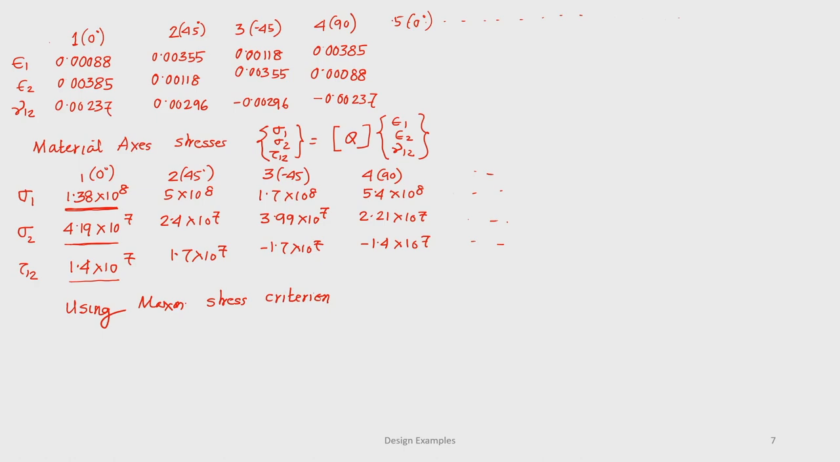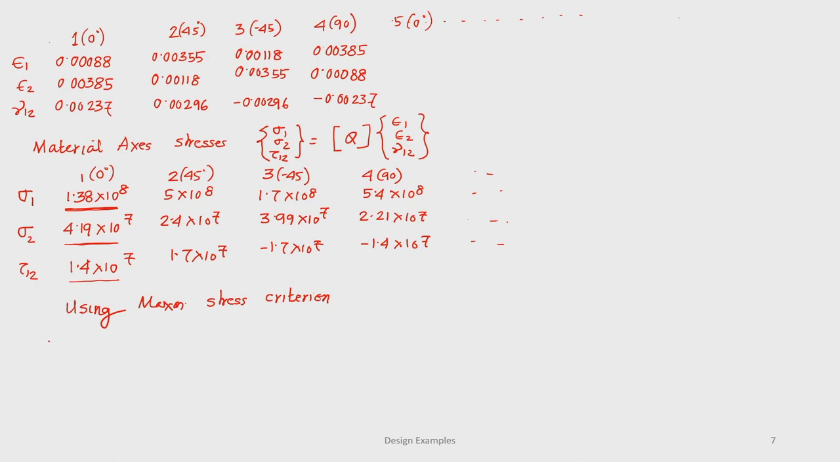So, when you take this ratio, that means we try to find out how far the stress induced in the material direction is from the corresponding strength, and that ratio is called the failure index.